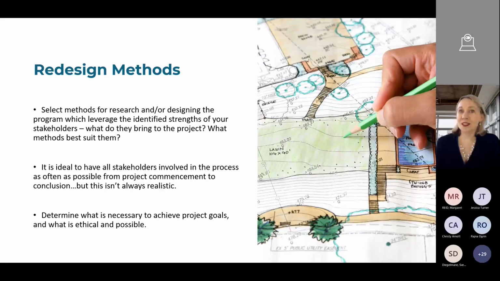It's ideal, of course, to have all stakeholders involved in every part of the process, but that isn't always realistic. So if you can imagine engaging in a co-design project to try and solve our initial issue of people not engaging with our advertising, we've identified that the townspeople are not in a position where they're going to want to be engaging in workshops with us for hours. So how might we best access their expertise while still respecting the current constraints on their time and recognizing the strengths that they're bringing to the table? So we try and get a balance by thinking about what's necessary to achieve the project goals while keeping in mind what is ethical and what's possible.